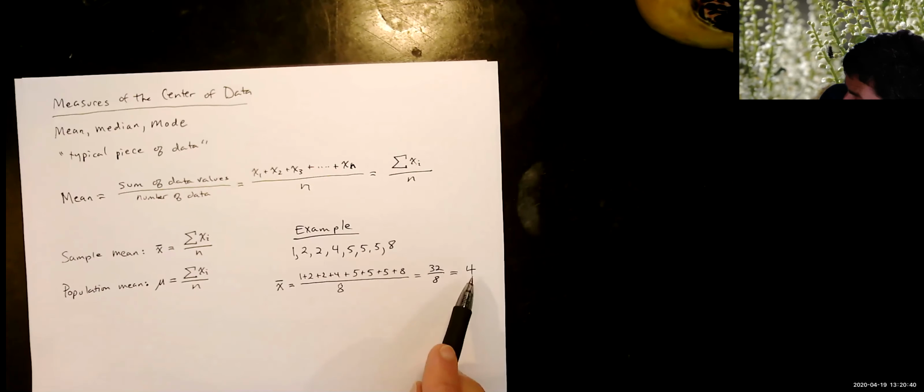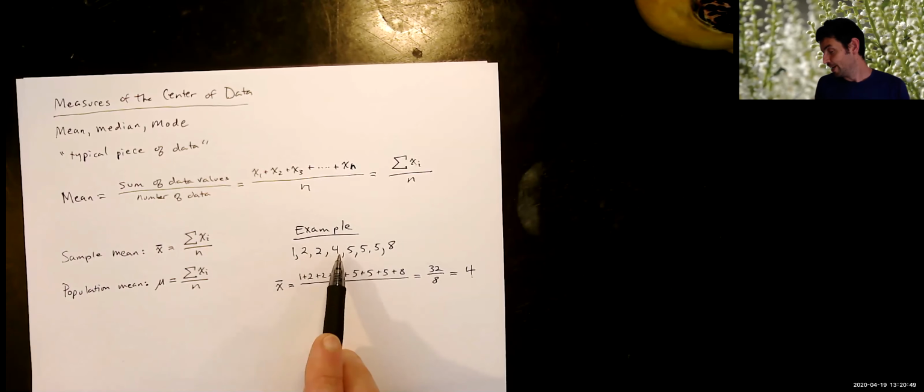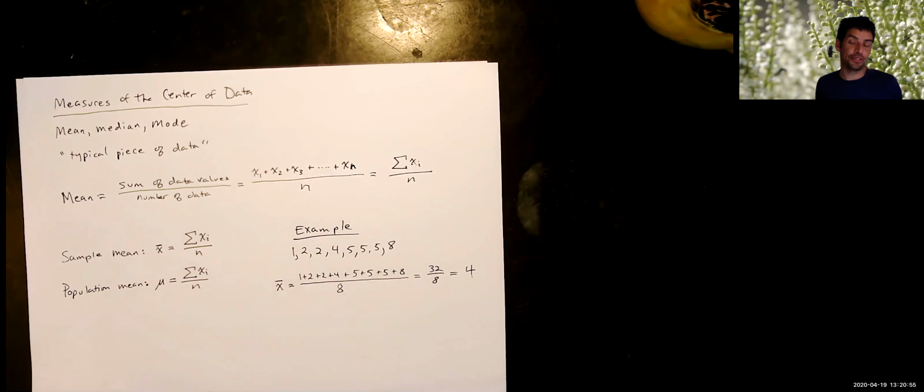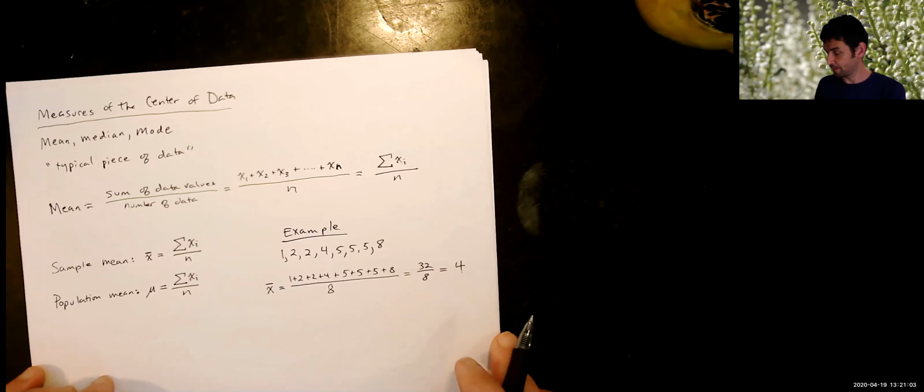So a mean of 4. Remember what I said, a typical piece of data, right? What is the typical piece of data in this set? According to this computation, it's 4. How well you think that captures the data is a matter of opinion, but this is one way that we think of to capture this idea, a typical piece of data.